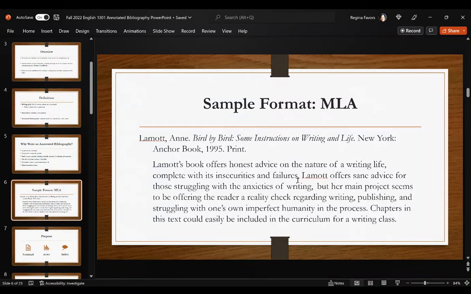Lamott's book offers honest advice on the nature of a writing life, complete with its insecurities and failures. Lamott offers sane advice for those struggling with the anxieties of writing, but her main project seems to be offering the reader a reality check regarding writing, publishing, struggling with one's own imperfect humanity in the process. Chapters in this text could easily be included in the curriculum for a writing class. So, this is your way of looking at the text, summarizing it, assessing, and reflecting on it. And now we're going to get into that.